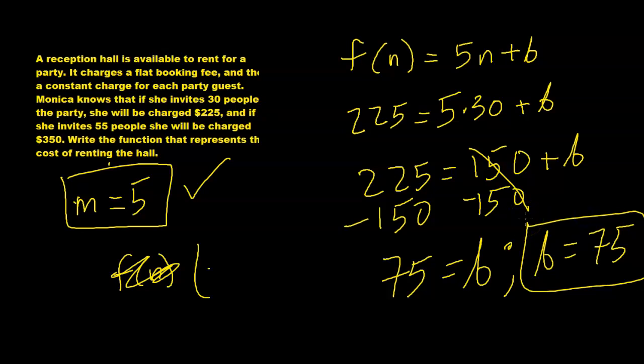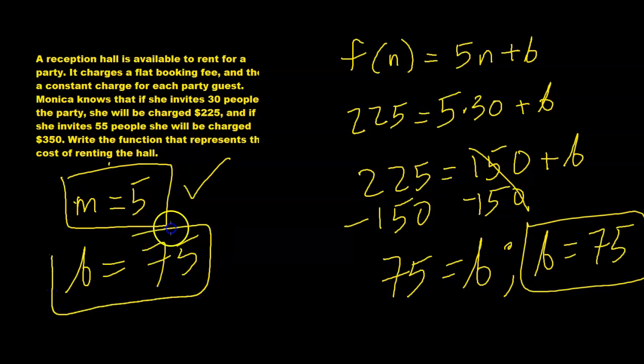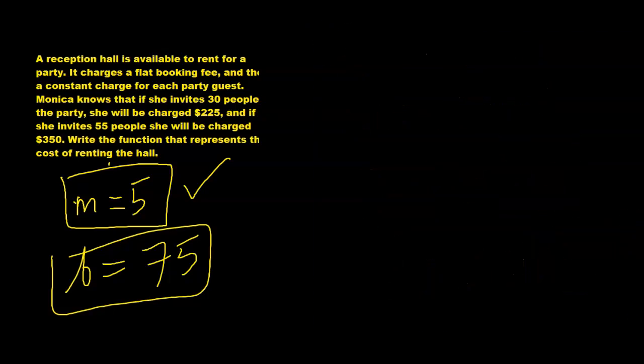All right, so what have we found out? We found out that in the function of this relationship, let me get my brush back, m equals 5, b equals 75. Now that we have that, we can get rid of pretty much everything else.